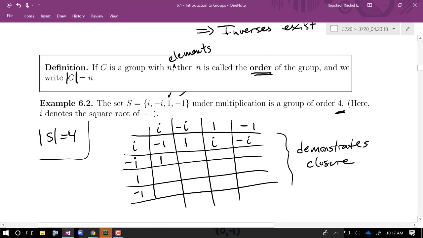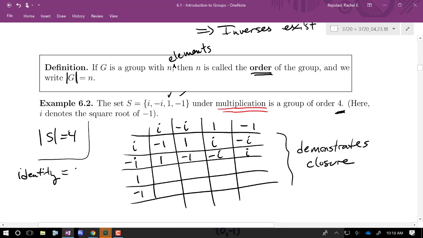-i times -i is -1, and -i times 1 is -i, and -i times -1 is +i, and so on. You could fill in the rest of this if you feel like. But it's a group of order 4 simply because there are 4 elements. What's the identity of this group? Keep in mind that it's really important that we know we're talking about multiplication. That's our operation. Since it's multiplication, it would just be 1.